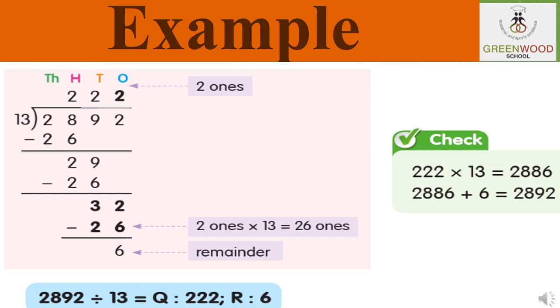Now if we have to check how we'll do it, first 222 into 13, that is 2886, and in that plus remainder. So we get our answer as 2892. That means the division that we did is correct.